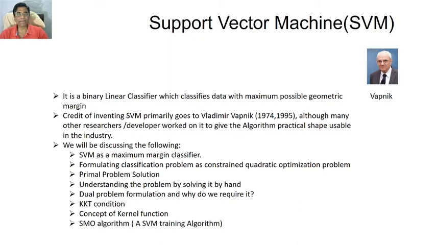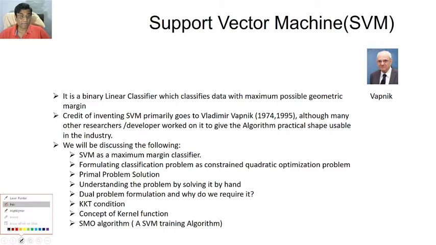So basically, the first question that will arise is, we have studied so many classifiers, for example, logistic regression, decision tree, then neural network, so what is the use of another classifier? Nearest neighbor also you have studied.